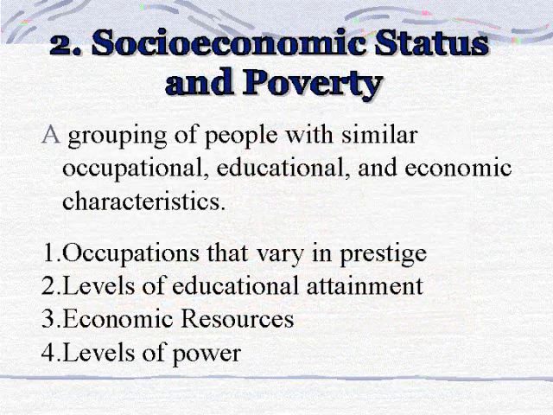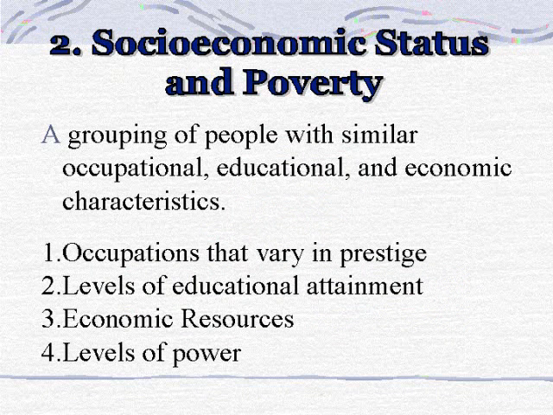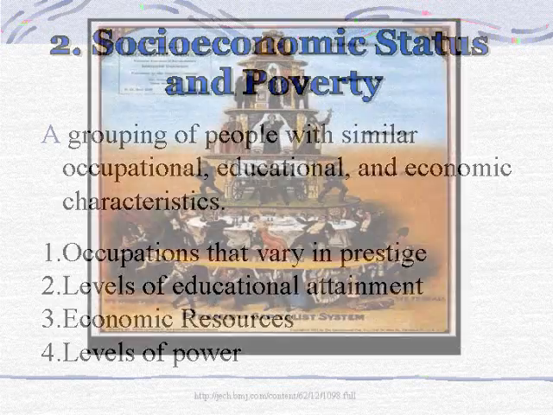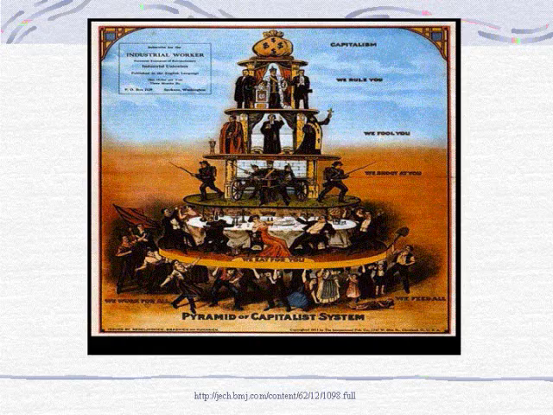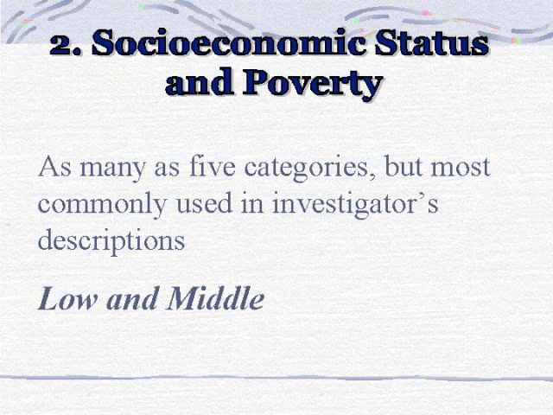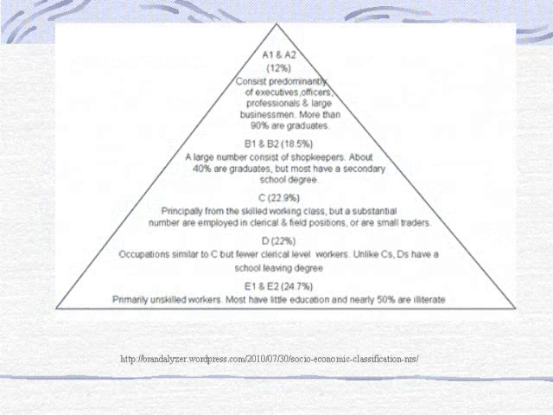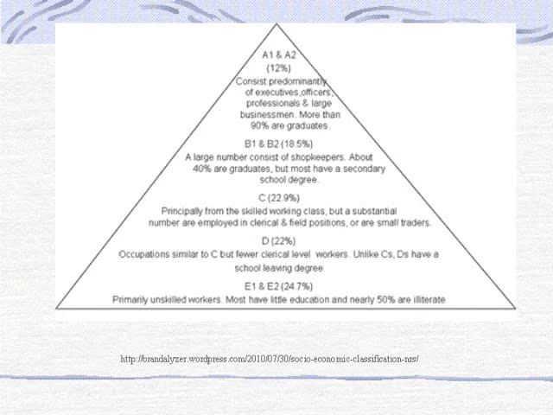Socioeconomic status, or SES, refers to a grouping of people with similar occupational, educational, and economic characteristics. Socioeconomic status carries with it certain inequalities, and the number of visibly different socioeconomic statuses depends on the community's size and complexity. In most investigators' descriptions of SES, two categories, which are low and middle, are used, although as many as 5 have been delineated.